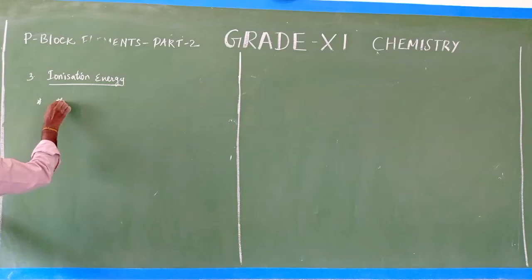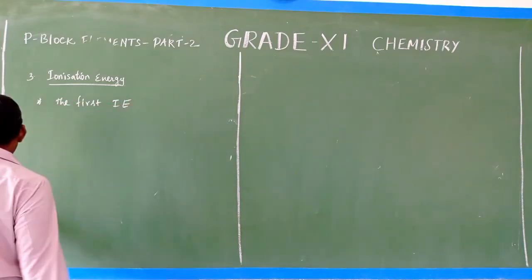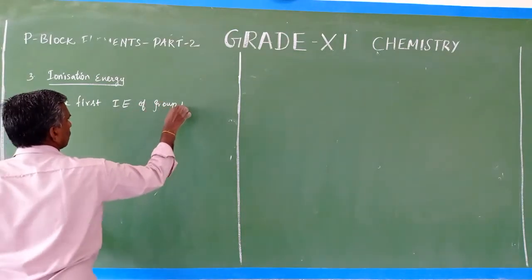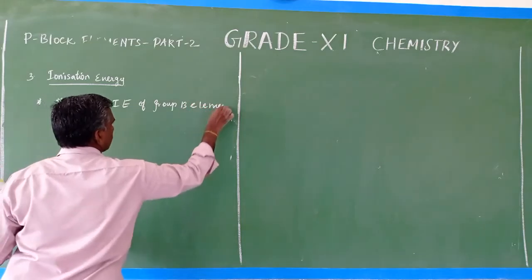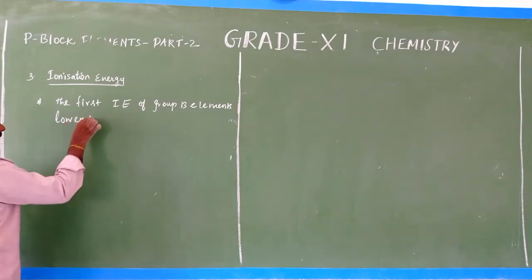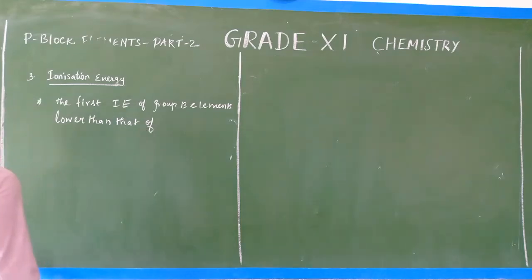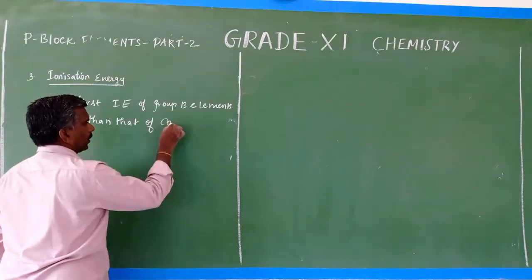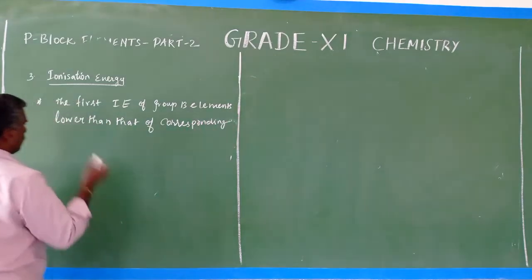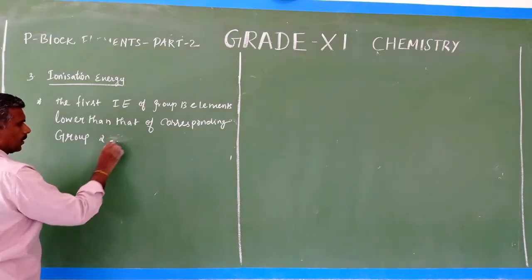Third property of ionization. Statement: the first ionization energy of group 13 elements is lower than that of the corresponding group 2 elements. Corresponding group 2 elements.